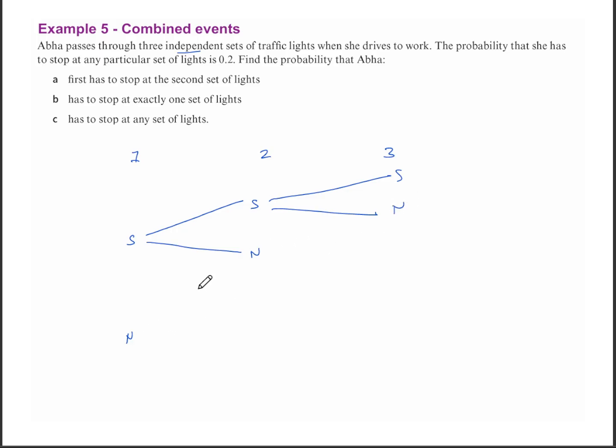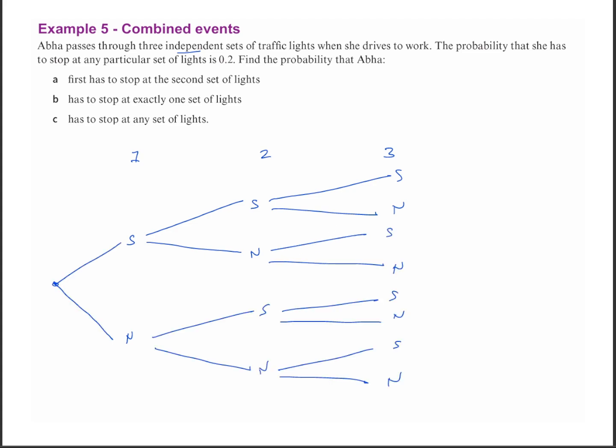Let's do this for all the possible scenarios. This is the tree diagram that you get after you put up all possible scenarios. And now we have to add the probabilities for each of these decisions. Remember, the probability that she has to stop at any set of lights is 0.2. So let's just add that. And obviously, not stopping will be the remaining, because it's the complement of stopping, so 0.8.